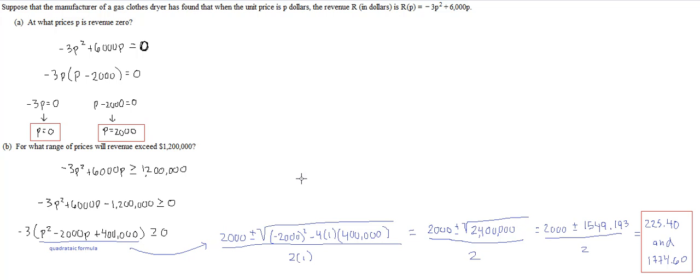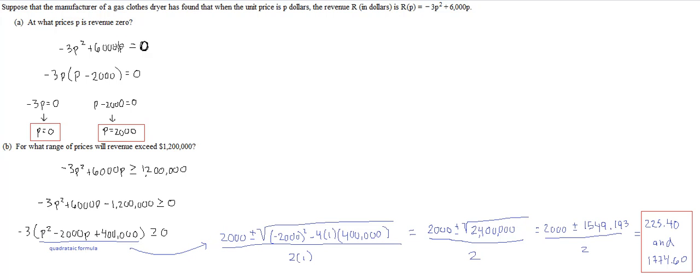The problem says, suppose the manufacturer of a gas clothes dryer has found that when the unit price is p dollars, the revenue in dollars is this equation here. So part A just says, at what price p is the revenue equal to 0? So we're just going to set the revenue equation equal to 0 and solve it.